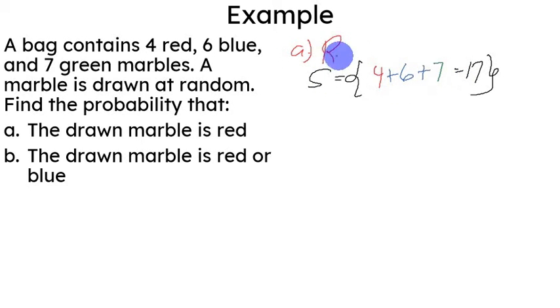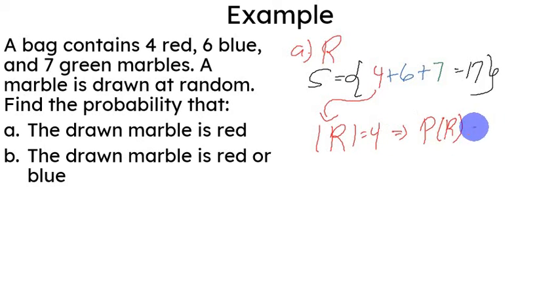And if we're going to draw a red, there are 4 red marbles. So the cardinality, let's write it more properly. Here, the cardinality of that set containing only the red marbles will just be 4. So therefore, we can say that the probability of getting a red marble would be 4 out of 17.